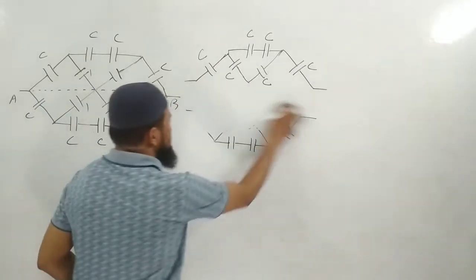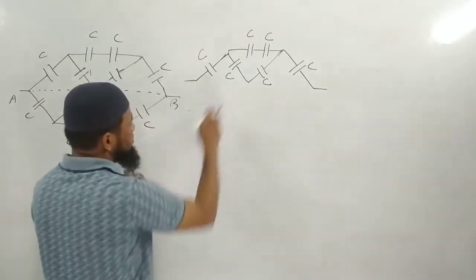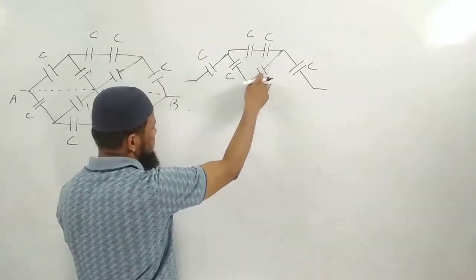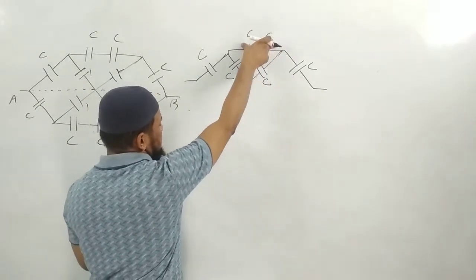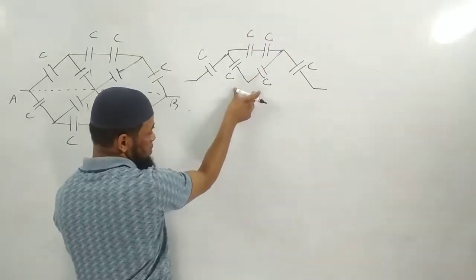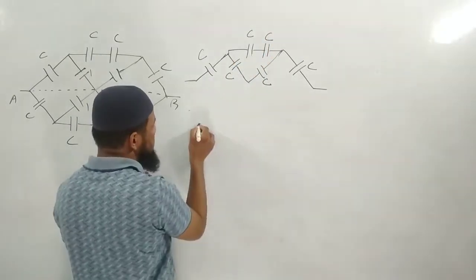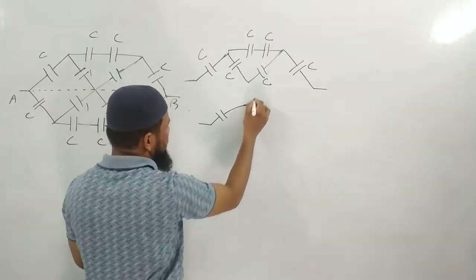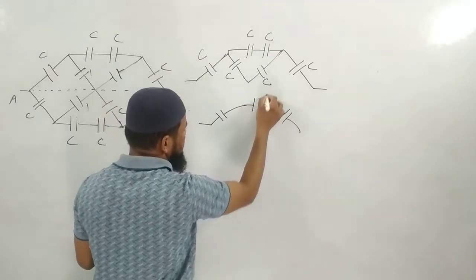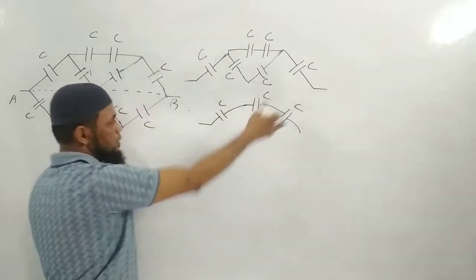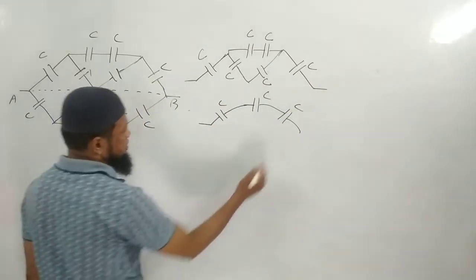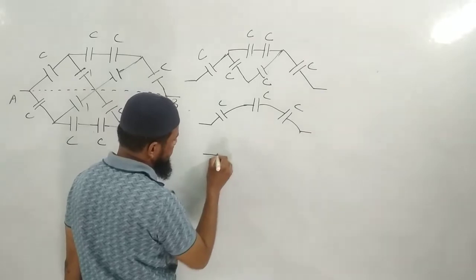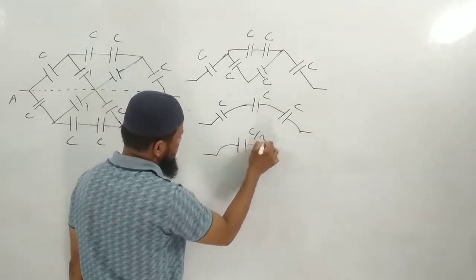Clear? So let us find how much is the equivalent of this. C and C in series gives C by 2, C and C in series gives C by 2, and C by 2 and C by 2 in parallel, the equivalent will become C. So this particular part's equivalent is C. So what is the equivalent now? C, C, C in series, the equivalent is C by 3.